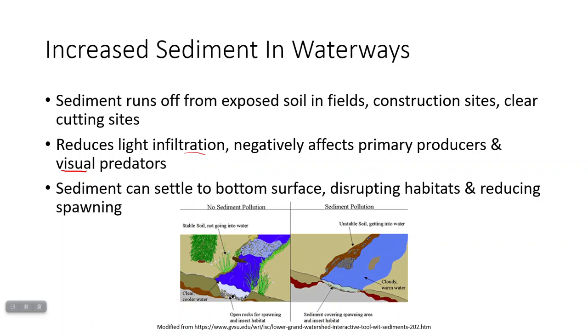Then that sediment can also settle to the bottom, which not only can disrupt some habitats for organisms, but there are some organisms that rely on rocks, relatively clear areas of rocks on the beds of rivers or streams in order to spawn. Spawning is them releasing eggs and sperm, so it's basically going to be their reproduction. And if you disrupt that, then that means you're going to have lower population amounts. So that can have a negative impact on food chains, food webs, and the whole ecosystem.